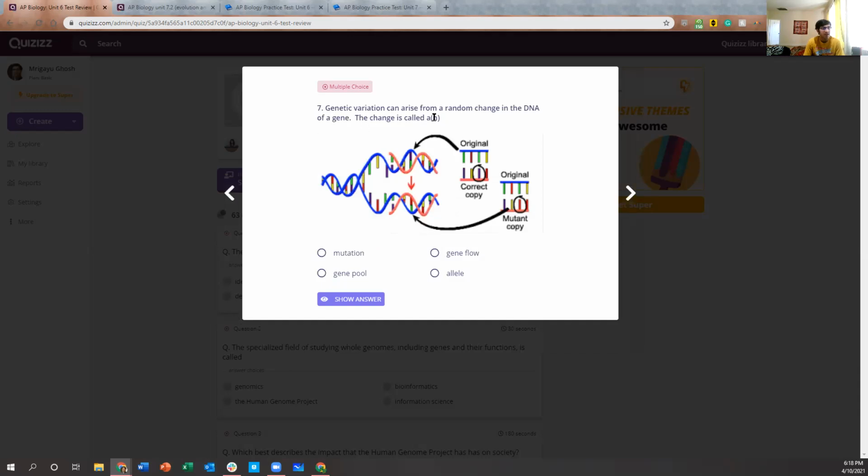Okay. Genetic variation can arise from a random change in the DNA of a gene. This change is called a, well, the picture kind of gives you the answer, but it's mutation, right? Yeah. Remember, there are two main types of mutations. One is a substitution, and then one is a frame shift mutation. So a substitution or point mutation is where you just have one nitrogenous base that changes.